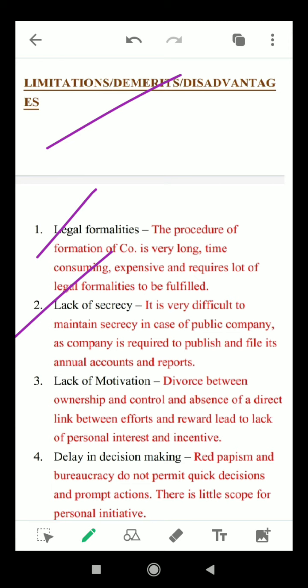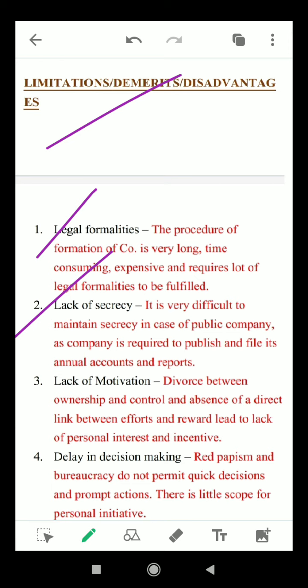Then lack of secrecy. It is very difficult to maintain secrecy in case of public company, as company is required to publish and file its annual accounts and reports. The management of companies remains in the hands of many persons. Yes, and everything is decided in the meeting of board of directors. And the trade secrets cannot be maintained because they have to call the board of directors, and because of that they cannot maintain secrecy.